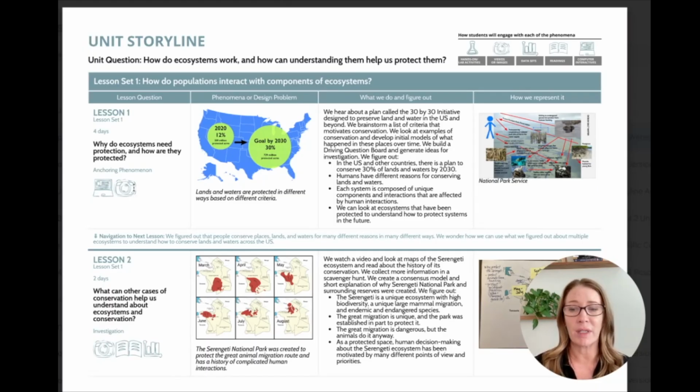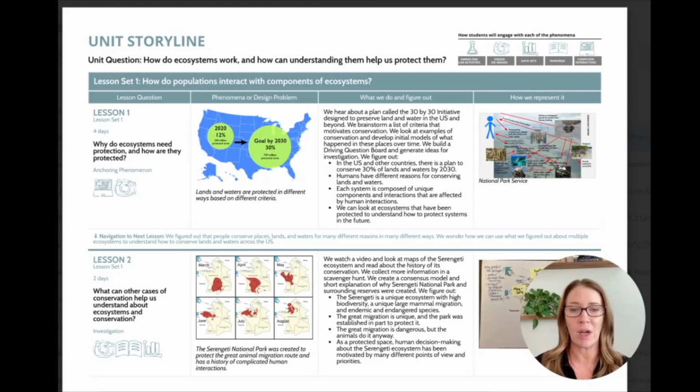So lesson 1 is always the anchoring phenomenon routine, which means you will have some exploration of, in this case, the 30 by 30 initiative. We look at some data. We look at some examples of conservation that has happened across the United States. And actually, students are going to create initial models in groups this time.